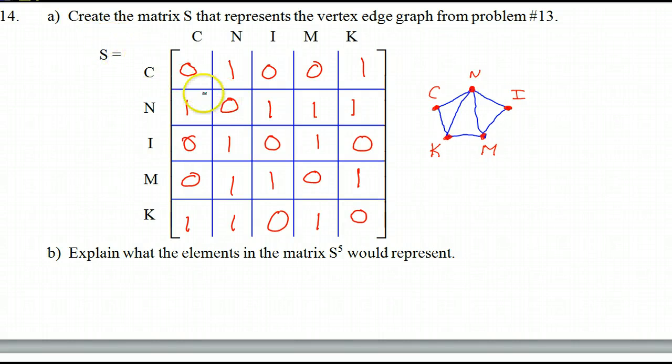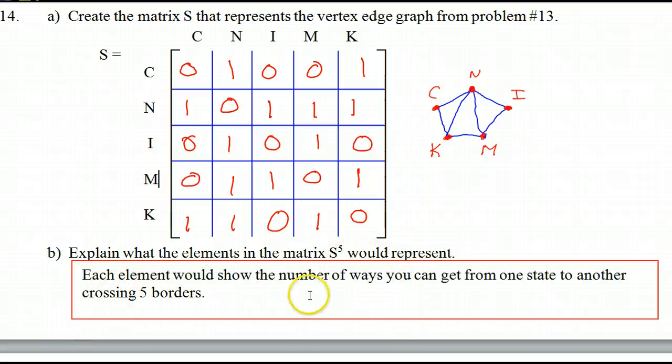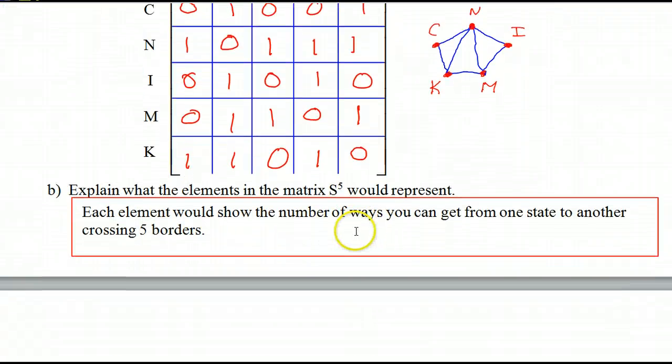If we cubed it, it would show how many ways to get from one state to another crossing 3 borders. So if we're doing the 5th power, it's showing how many ways there are to get from one state to another crossing 5 borders. So you just need to write that down. Bam, like that. Okay, let's move on.